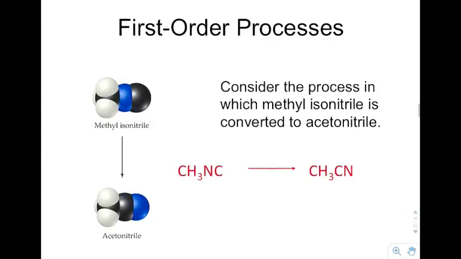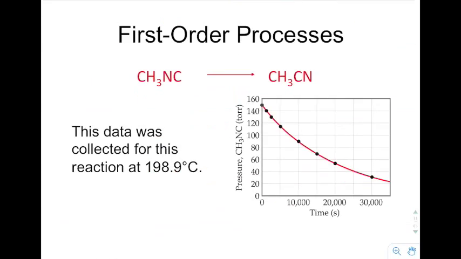So a first order process, an example of this is methyl isonitrile, that fancy name for CH3NC. Whenever you take this, it can convert into CH3CN. If you look, this is exactly the same number of atoms, just rearranged differently. Because of that, this is considered a first order process. It's one molecule acting on its own. It's not reacting with anything else, it's reacting with itself. It's only going to depend on the concentration that you have here. So that's a first order process.